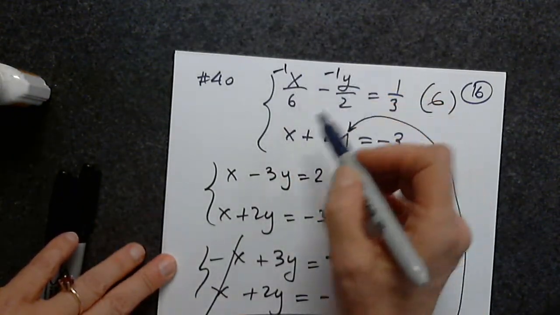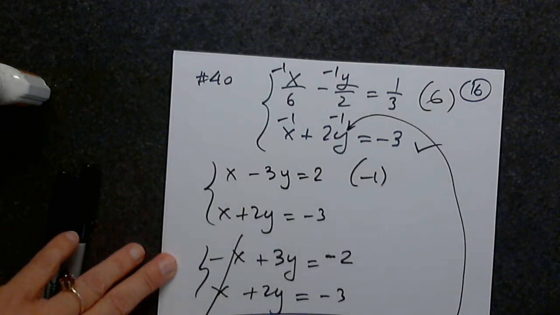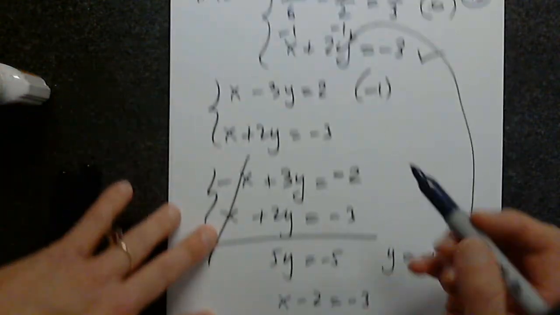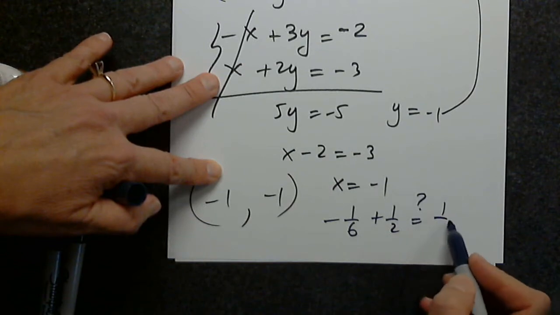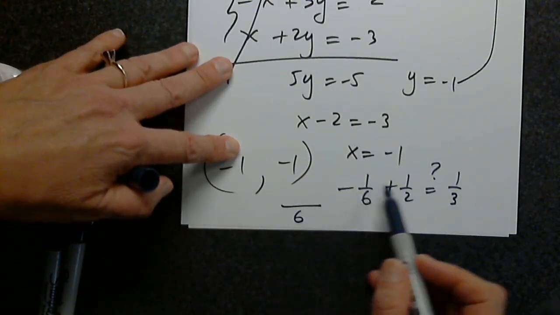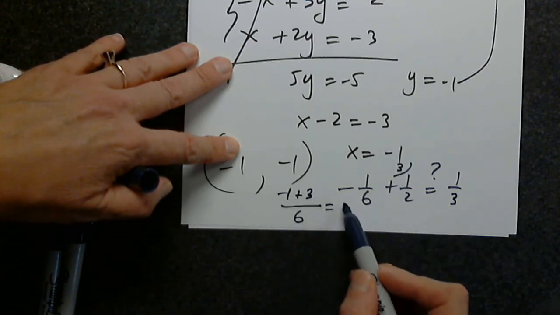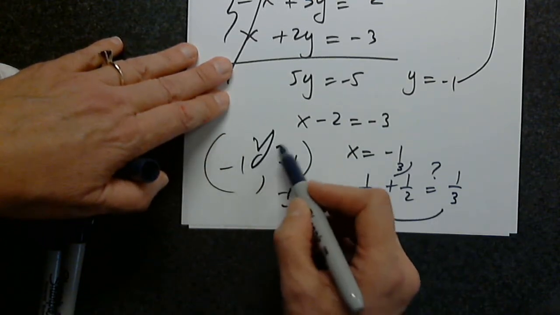So negative 1, negative 1 in the second equation is definitely a yes. I don't know if the first one is. So negative 1/6 plus 1/2: does this equal 1/3? Well, the least common denominator is 6. This one needs a 3, and negative 1 plus 3 will be 2 over 6, which is indeed 1 over 3. And I will say, yes.